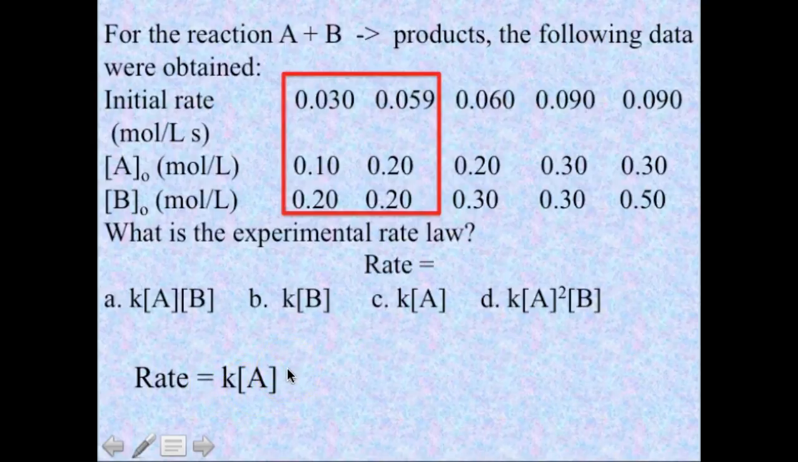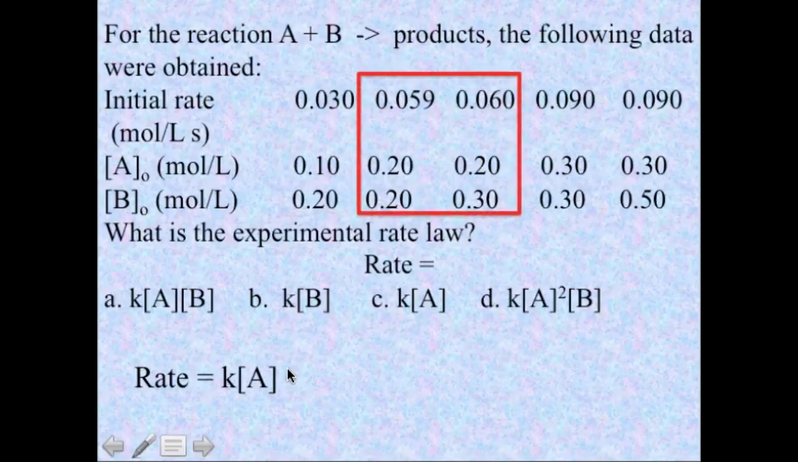Now, what about another trial in which B is changed and A stays constant? Well, here we're changing B from 0.2 to 0.3. We're holding A constant, and the rate is not changing, essentially not changing. So just like the previous question, rate equals k times the concentration of A.